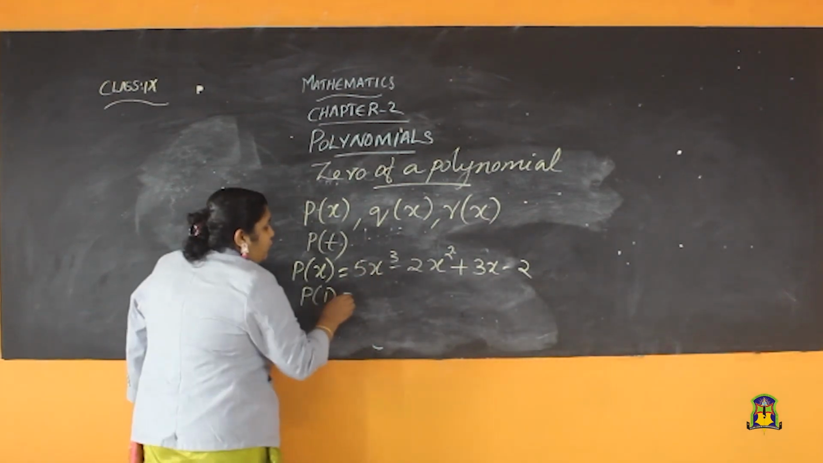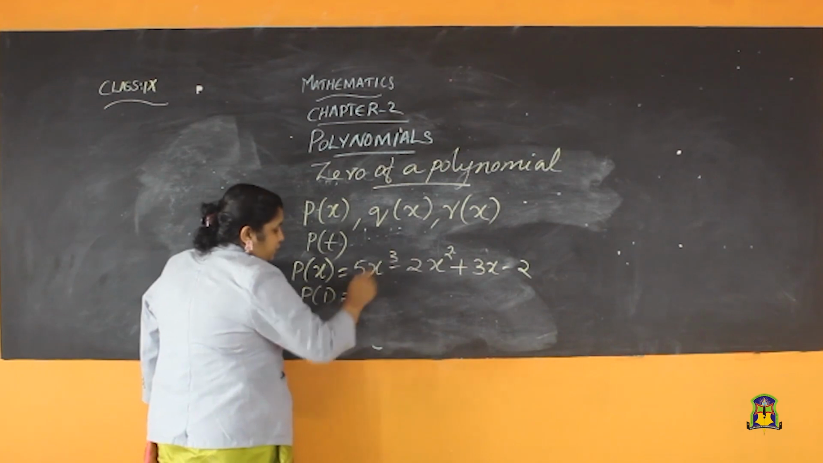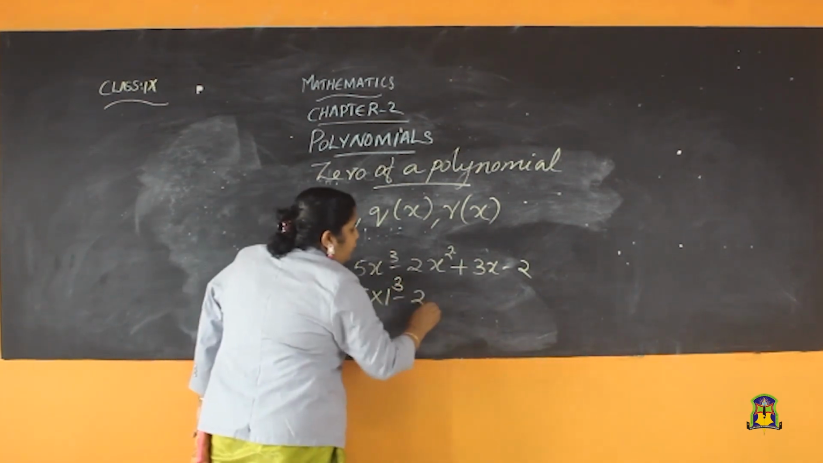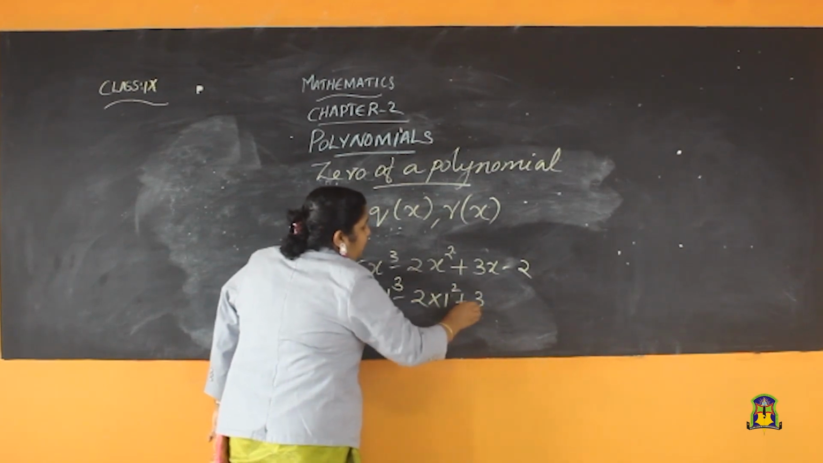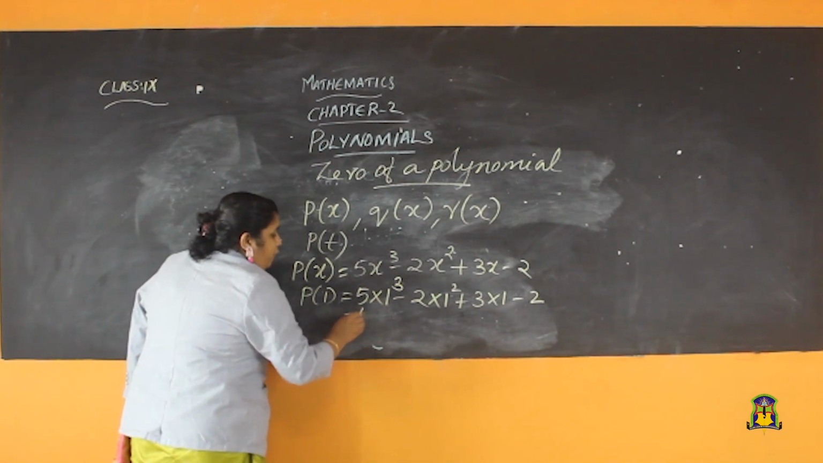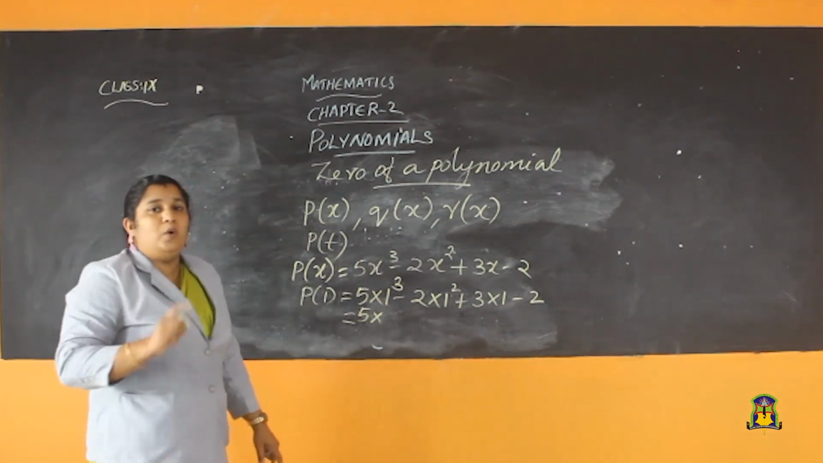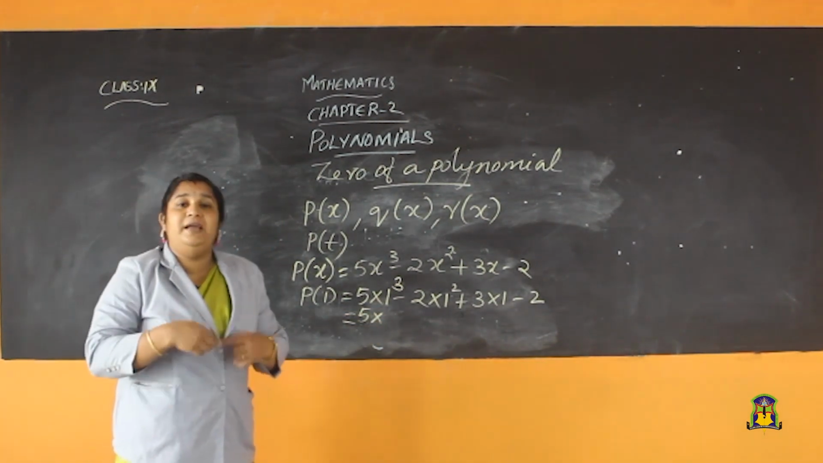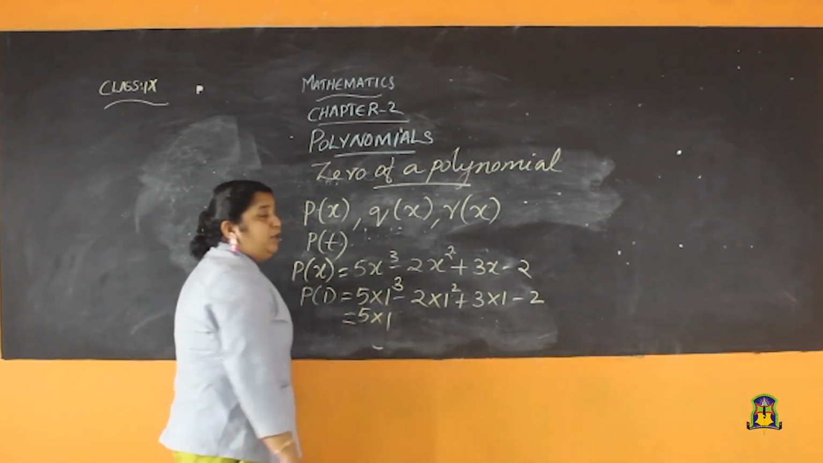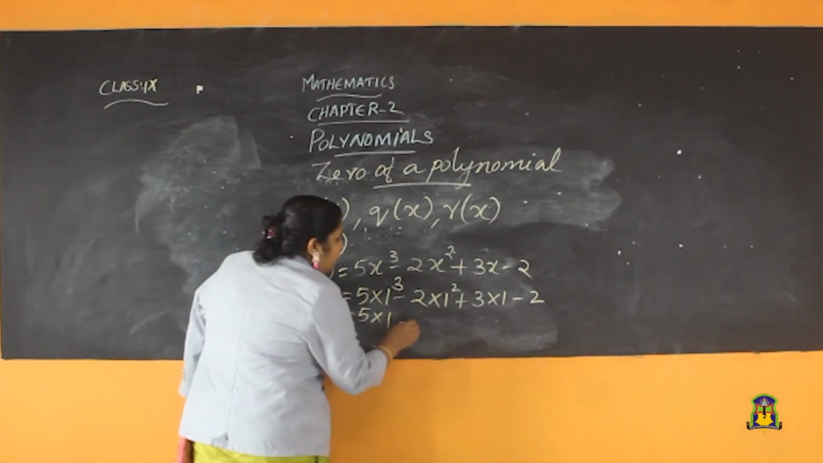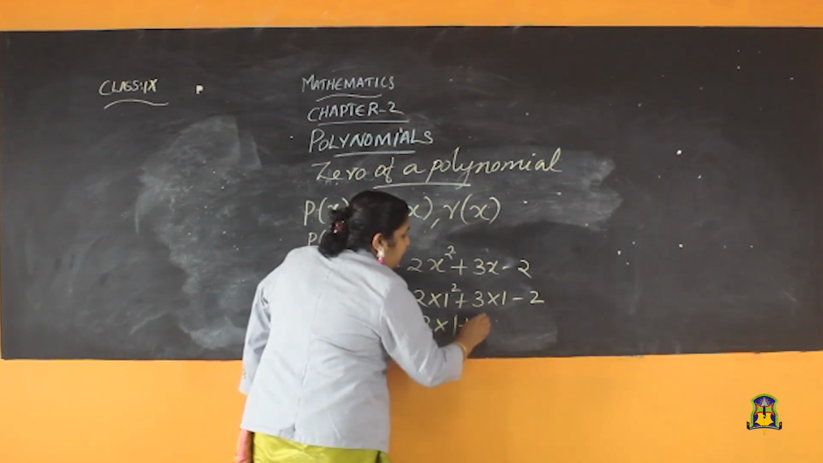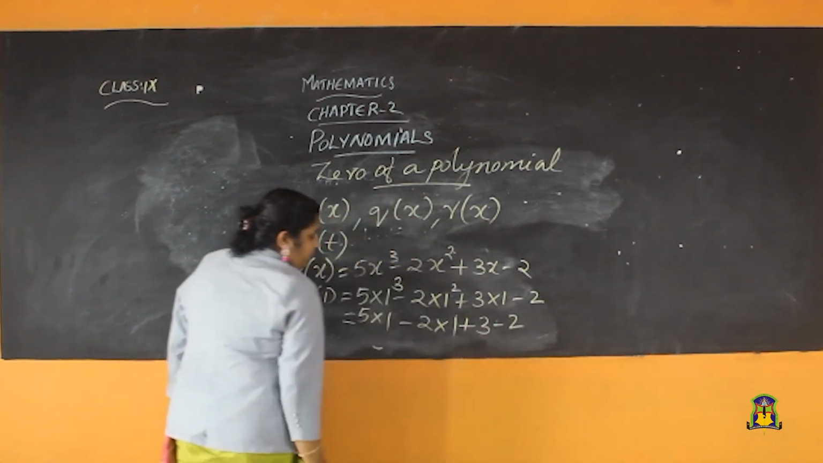So here see 5, instead of x I should put what? 1 cube minus 2 into 1 square plus 3 into 1 minus 2. So what is the answer? 5 into 1 cube means 1 into 1 into 1. 1 multiplied by 1 itself, what is the answer? The 1. So 1 into 1 into 1 is 1. Minus 2 into 1 square means 1 into 1. That is also 1. Plus 3 into 1 means 3 minus 2.